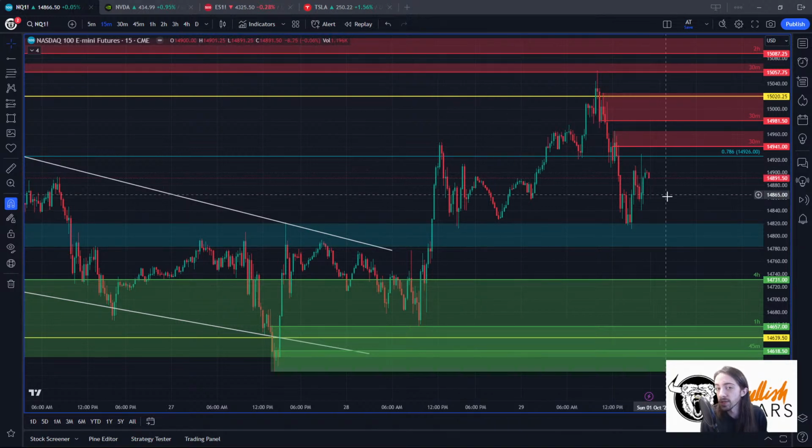So if people are going short into this zone, I want to be going long with my stop loss at the bottom, thinking that we're going to use it as support. Or on the other hand, if we break below this zone, instead of shorting right at the break, I'm going to wait for us to close below, retest it, and short the retest.